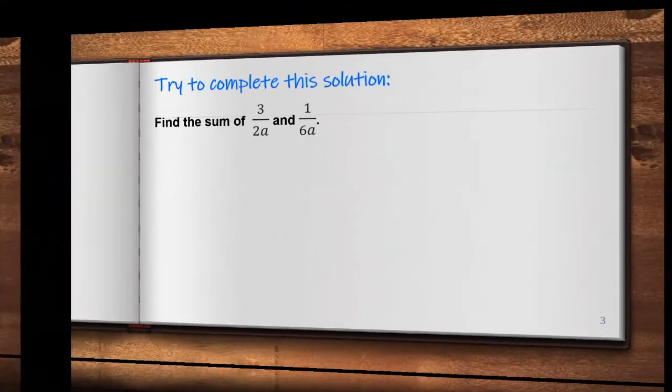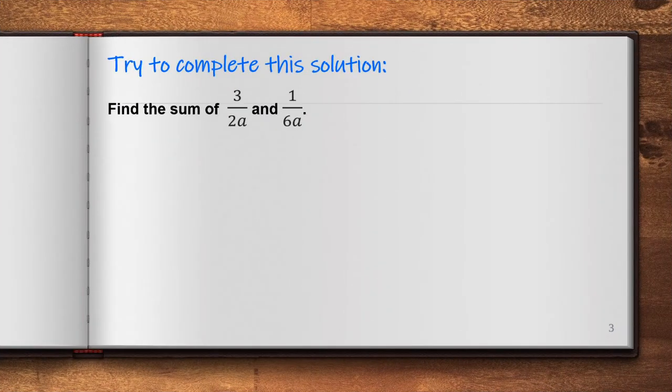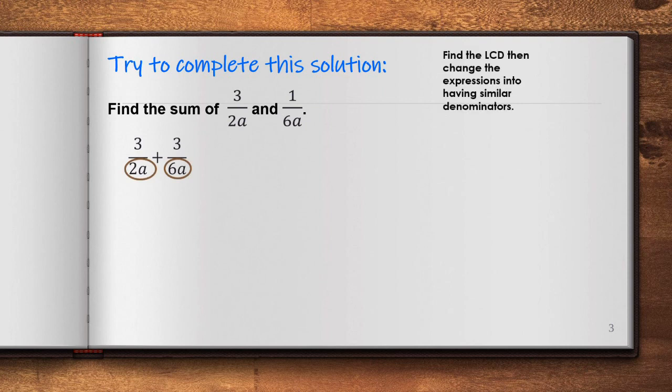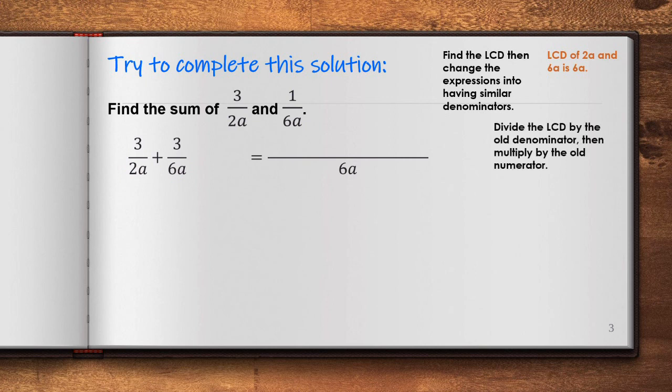Next, find the sum of 3 over 2a and 1 over 6a. Sum means addition. Kindly check the denominators. Are they the same? So you have to find the LCD. Now I've given you this LCD already. What is the missing number in the numerator? Use this as your guide. Then simplify.